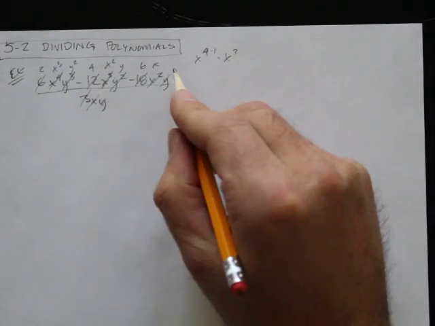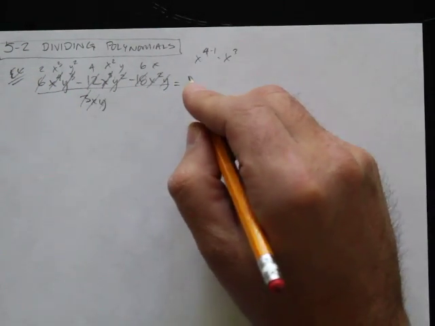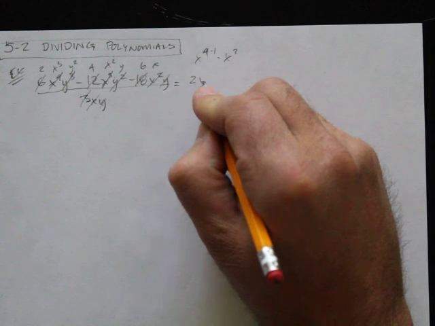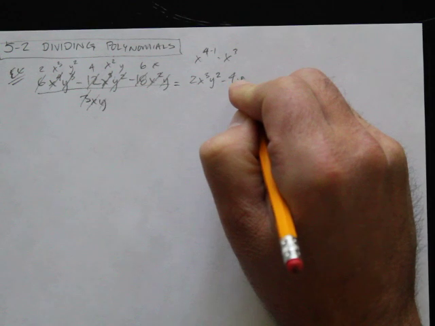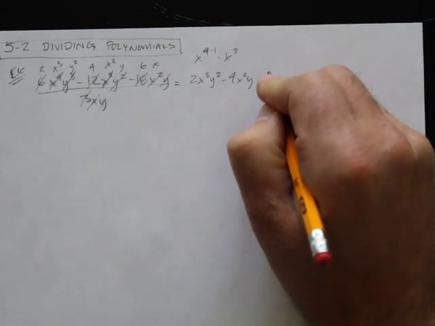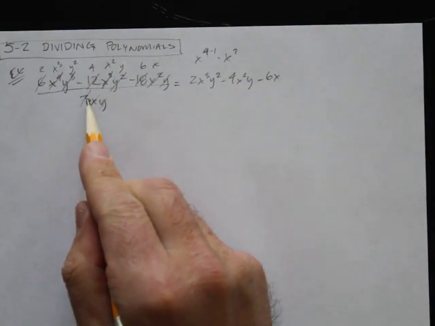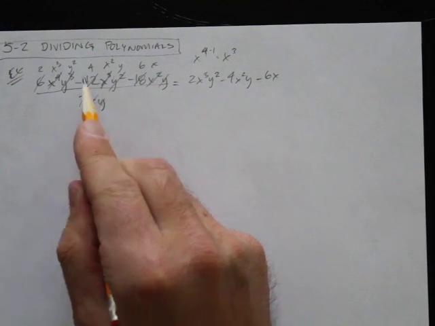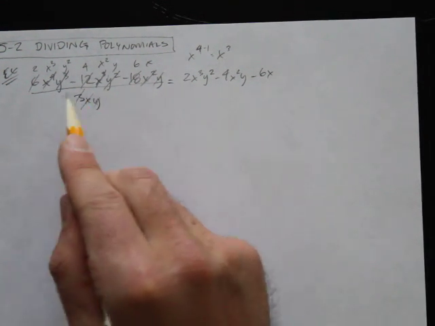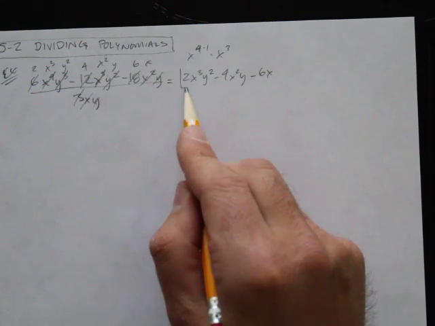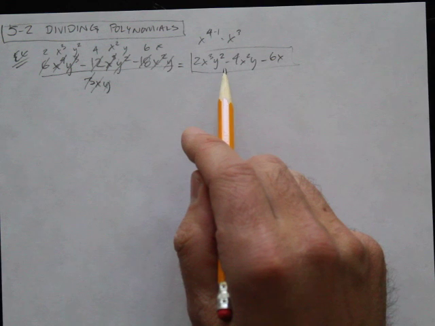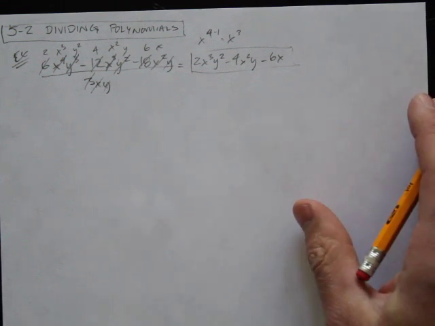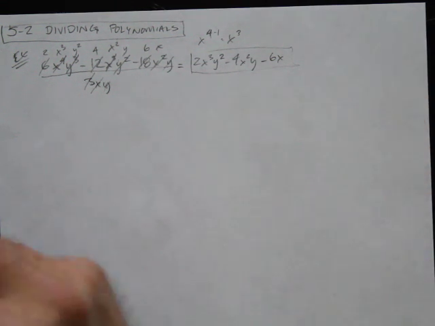And so now I just write out what I have left over: 2x cubed y squared minus 4x squared y minus 6x. And since I've canceled everything out from the denominator, that all went into each of these terms, I don't have a denominator anymore. Or my denominator is 1, right? That's my answer. Okay.